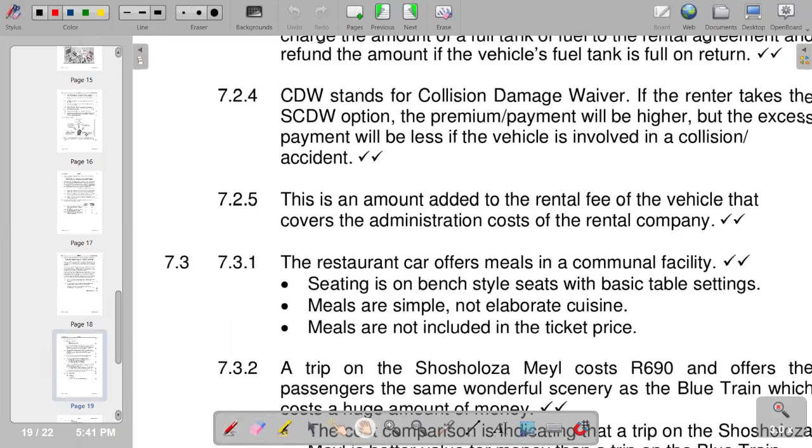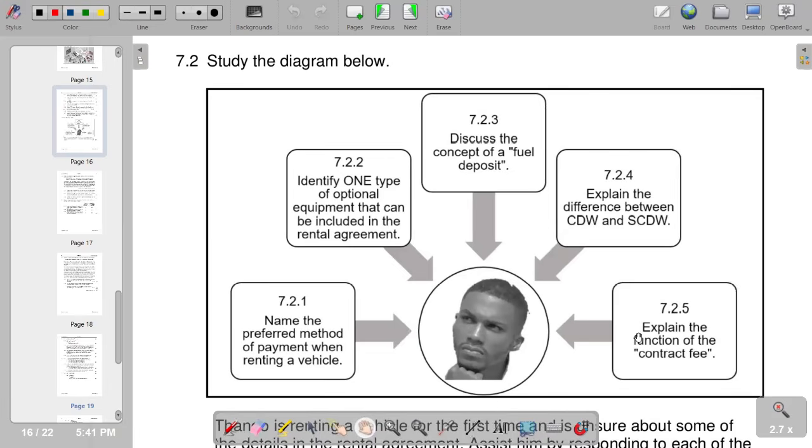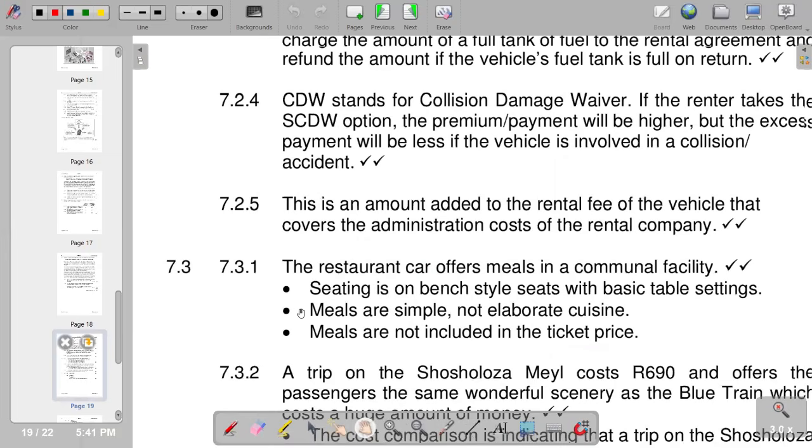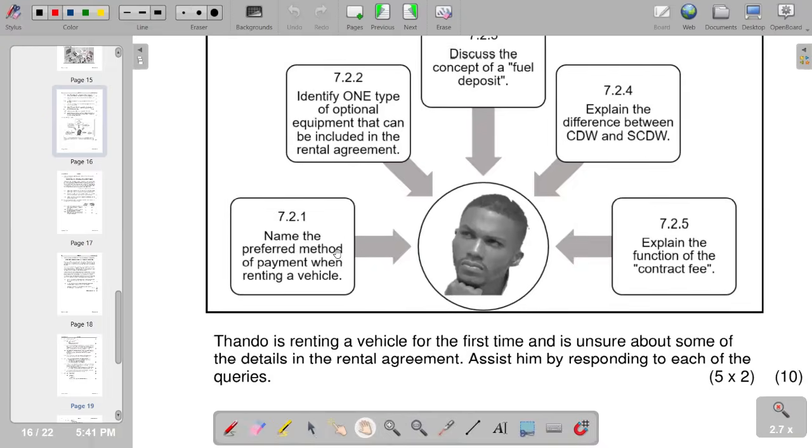Then I'm moving on to 7.2.5. Explain the function of the contract fee. So this is an amount added to the rental fee of the vehicle that covers the administration cost of the rental company. So that is what we have for that question.